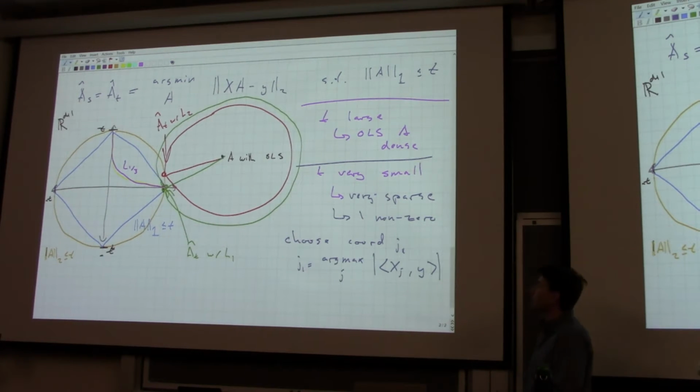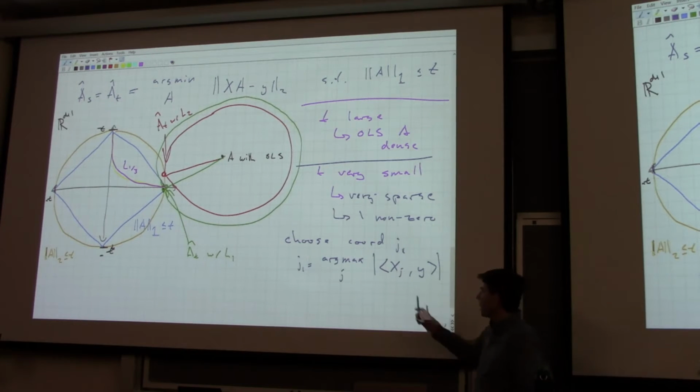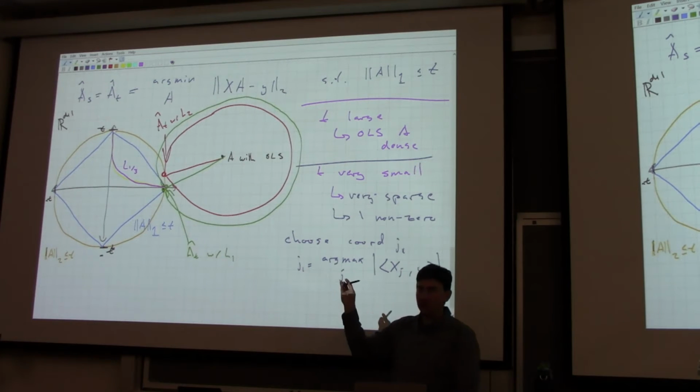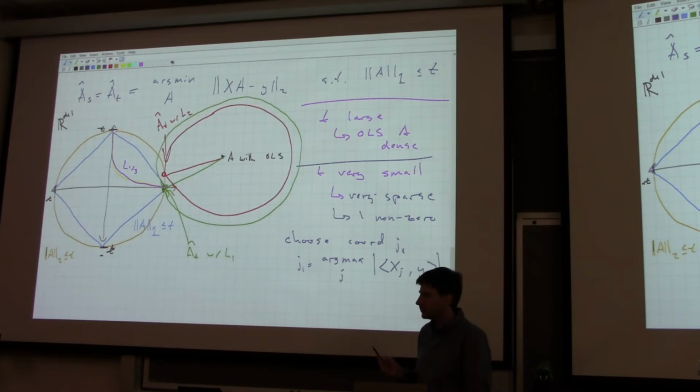This corresponds with a column of x. Remember, x was all the data points, with one column per feature. So we maximize over the column j which is most explanatory. This is just like orthogonal matching pursuit, the first step there. We pick the column which is most explanatory of the data. If we had to choose one direction to move in, we're going to choose this direction.